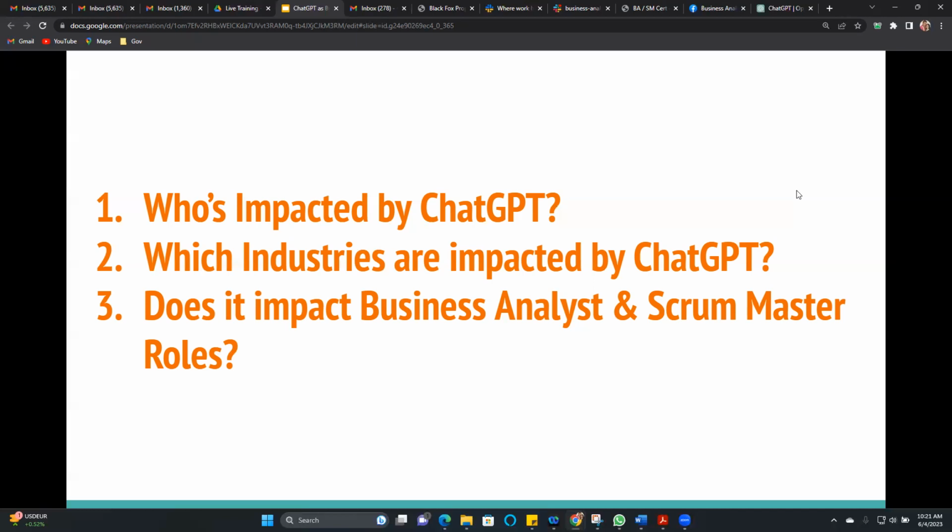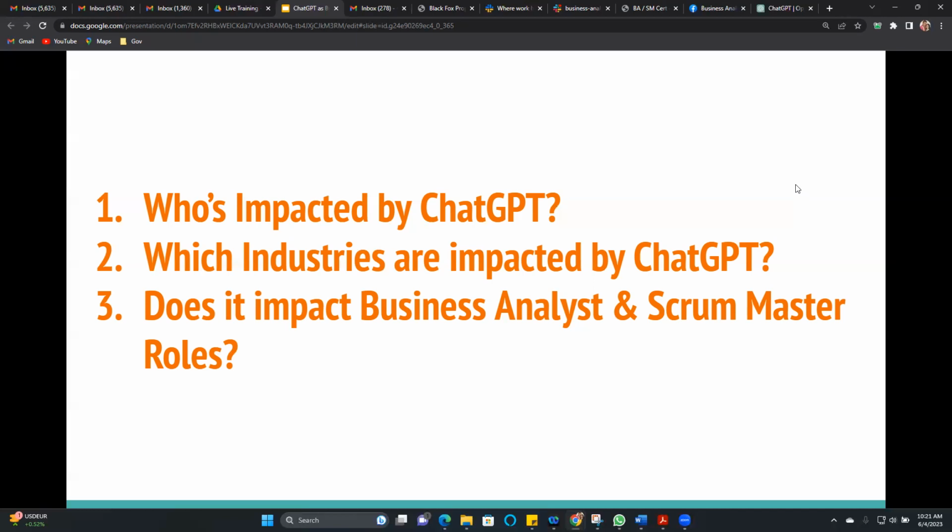I think that it makes everybody's lives a lot easier. So does it impact business analysts and Scrum Master roles? I will go ahead and say, yes, it does impact your roles, but it's not to replace your roles. It's only going to enhance your output.